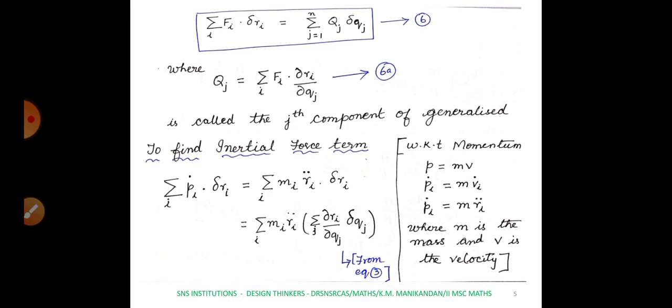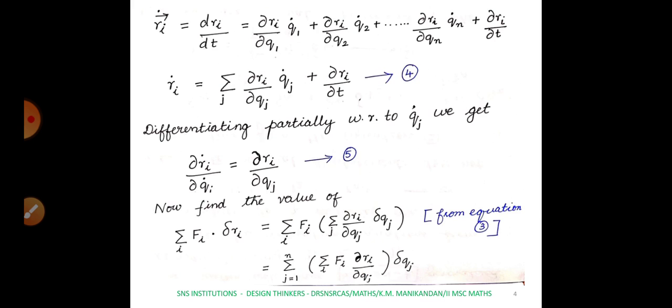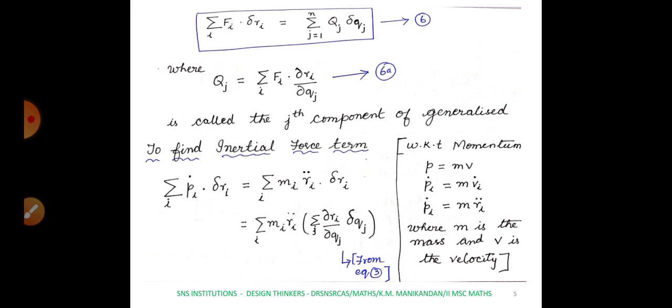So now here the term inside the bracket, summation i Fi into dou Ri by dou qj, we write it as capital Qj. So therefore summation Fi into delta Ri equal to summation j equal to 1 to n of capital Qj into delta qj. We give the name equation 6 to this equation. Here capital Qj equal to summation i Fi into dou Ri by dou qj is called the jth component of the generalized force.